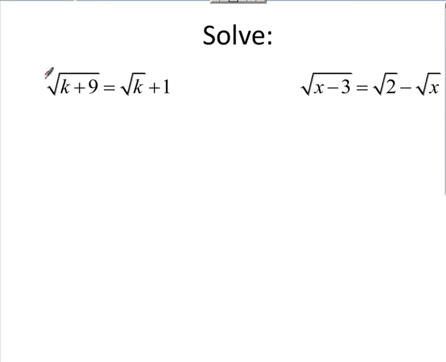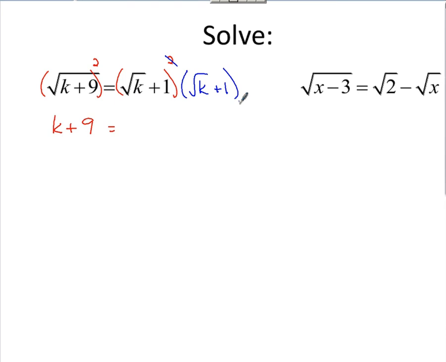If we square both sides, we know the radical is going to disappear from the left. Radical disappears from the left, we're left with k plus 9. On the right side, since it's the square root of k plus 1 squared, what that means is square root of k plus 1 times square root of k plus 1.